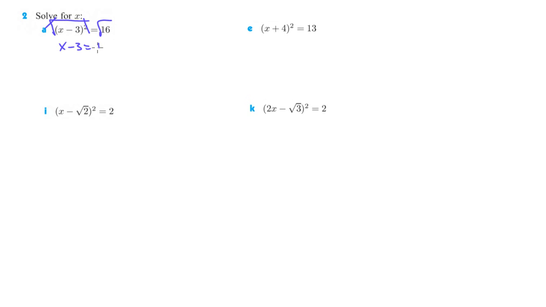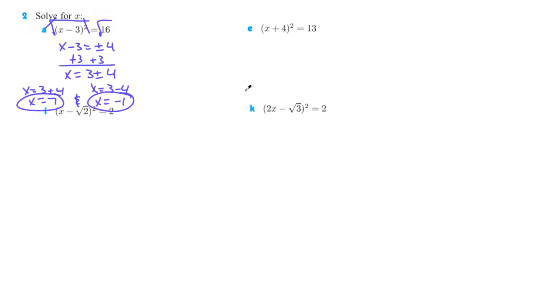Okay? All right, number 2, solve for x. We've got these 4 to try out. Same idea, we want to square root both sides to get rid of that square, and the square root and square will cancel each other out. We get x minus 3 equals square root of 16, which is plus or minus 4. Add 3 to both sides, and we get x equals 3 plus or minus 4. So we want to do 3 plus 4 and 3 minus 4. So we get x equals 7, and we also get x equals negative 1.